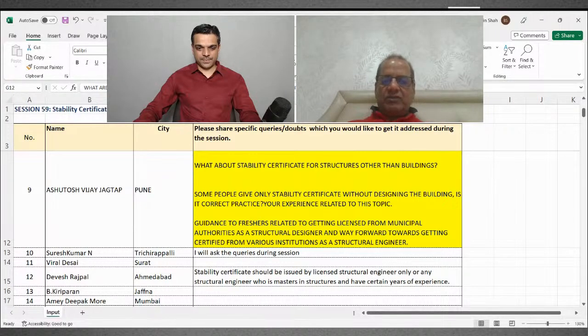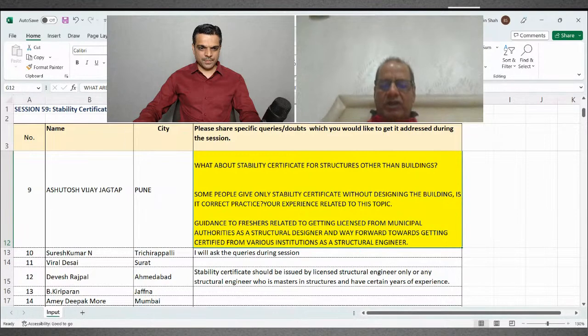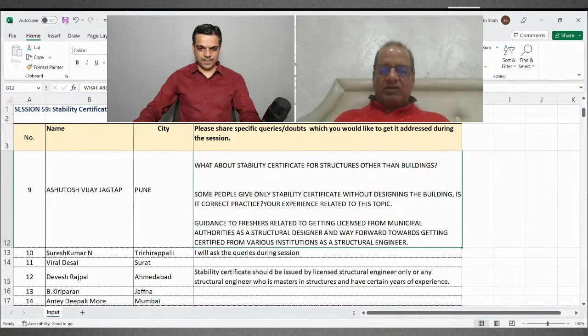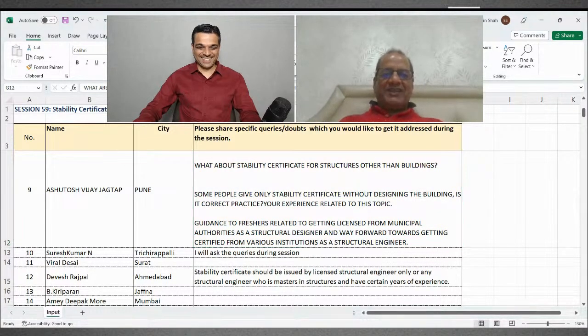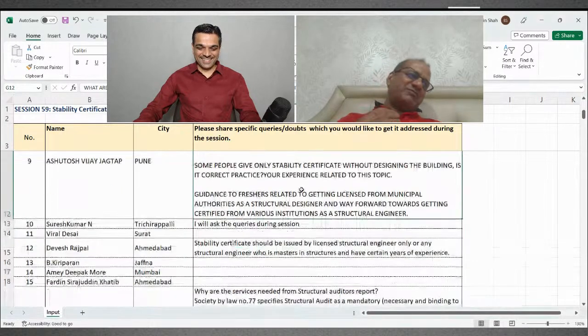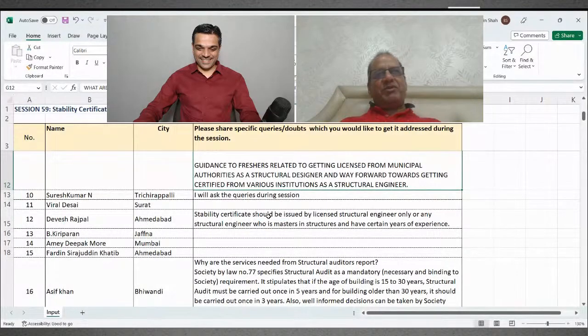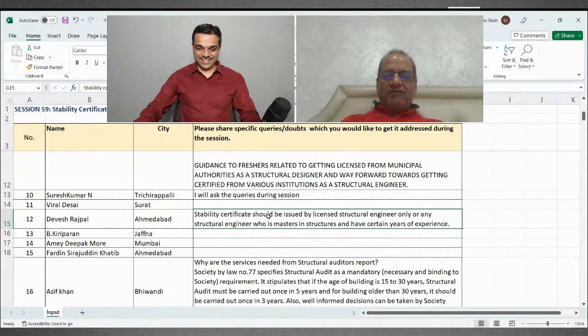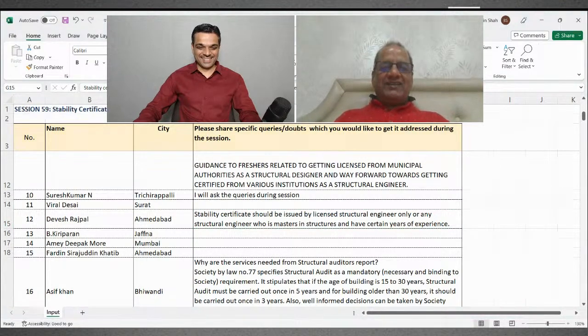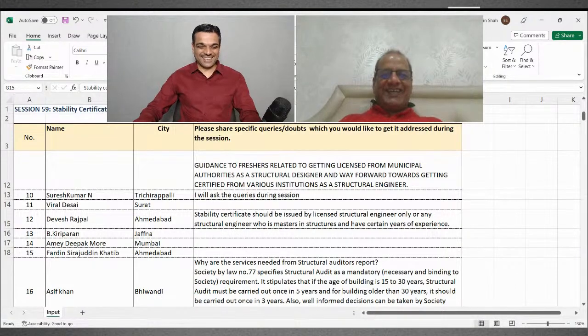Guidance to freshers related to getting license from Mumbai authorities. Sorry, I am not experienced on the Mumbai. Somebody you have to contact from Mumbai only. I myself am yet to get license from Mumbai Municipal Corporation. I didn't try. Some time back, some people suggested, but somehow I am keeping busy in other geographies of India. And whenever there is a work in Mumbai, I tie up with some local Mumbai structural consultant and get the approval work done through him.